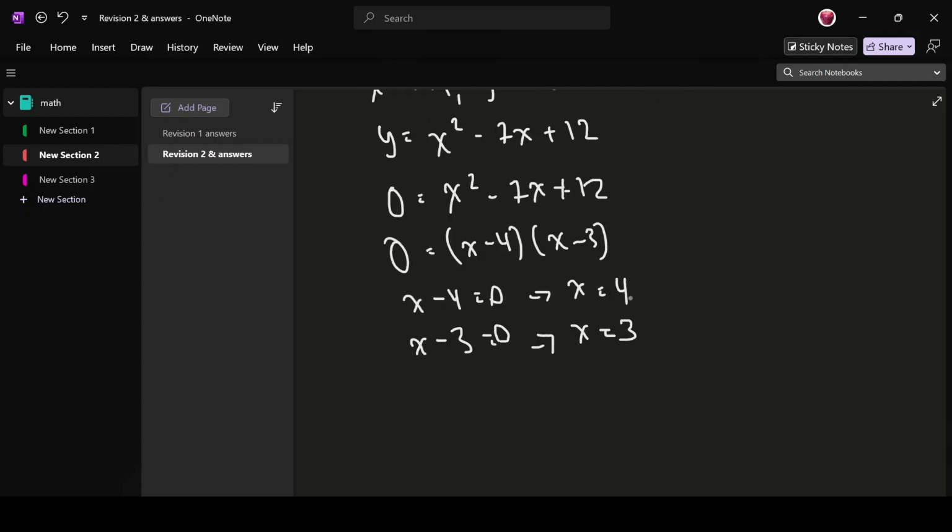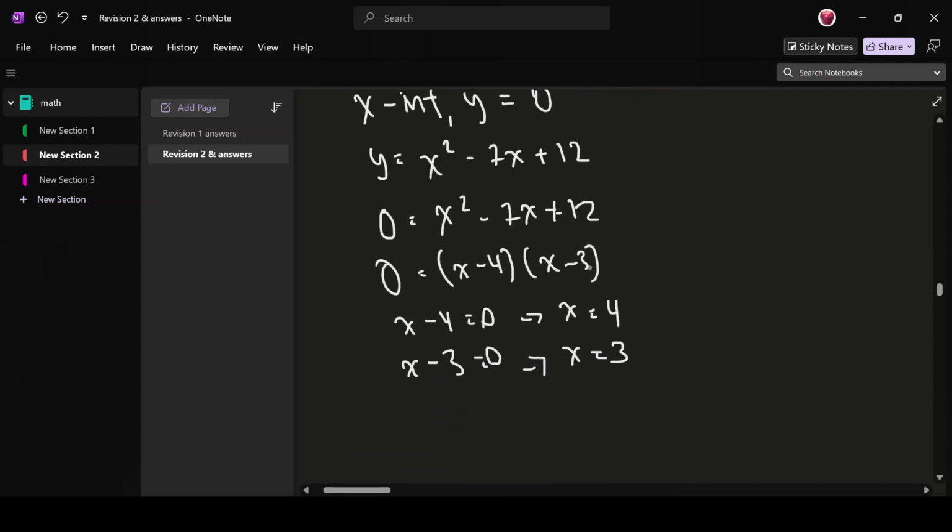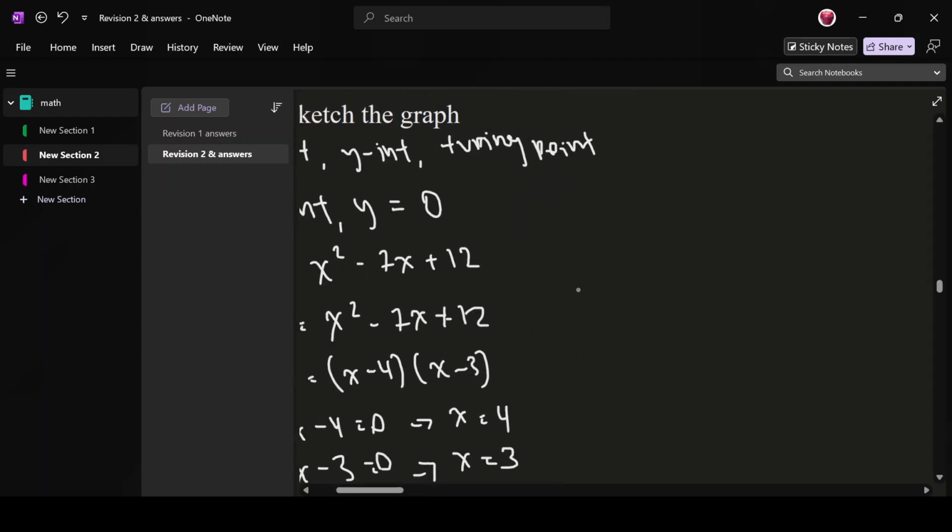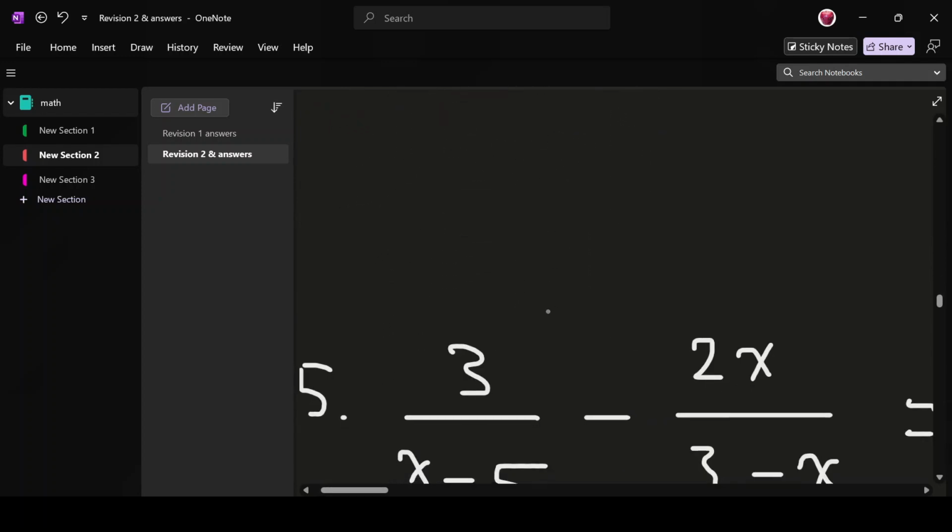Alright, but we're not done yet. We want it in a form of points, right? We know that the y is equals to 0, so when we want to make these points, it's technically just (4, 0) and (3, 0). These are our x-intercepts. Alright, moving on. Y-intercepts.